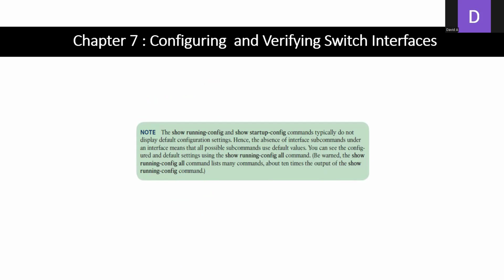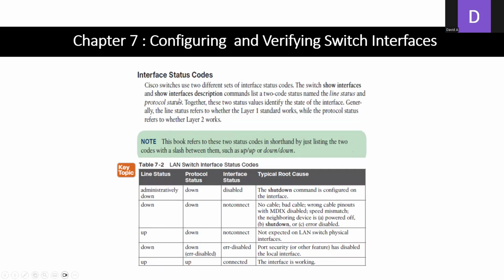Now, be warned, be warned. The show running config all command lists a lot of commands, about 10 times the output of the show running config command. Okay? So just remember that. All right, let's keep going. So now we're going to move on to analyzing switch interface status and statistics. Okay? This is the final section within chapter 7, and we're just going to talk about how interfaces actually work. We're going to be a little bit meticulous about this. Okay.